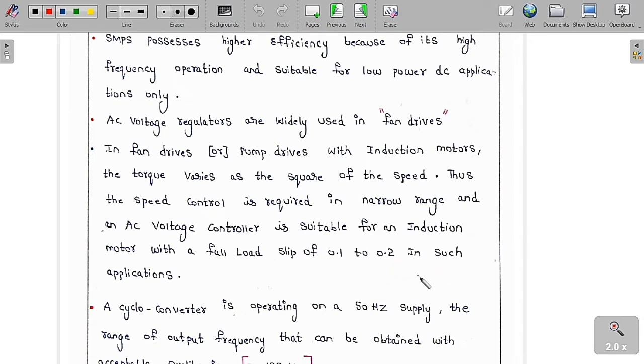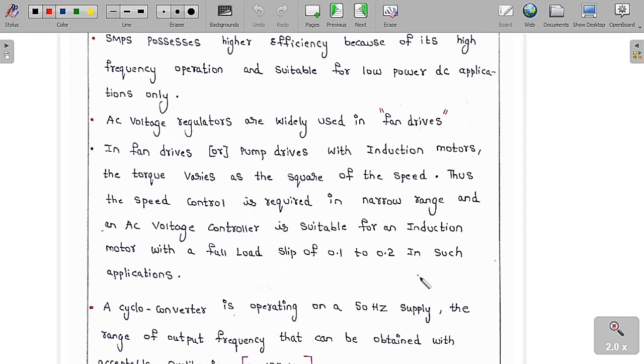So we can say that whether it is a fan drive or a pump drive with induction motors, the torque is directly proportional to the square of the speed. So there we need a very fine control of the speed.